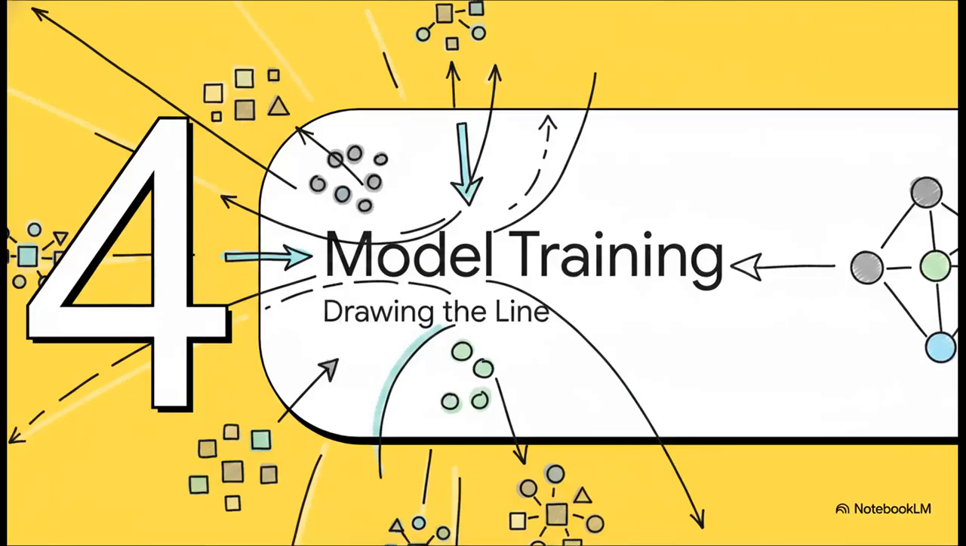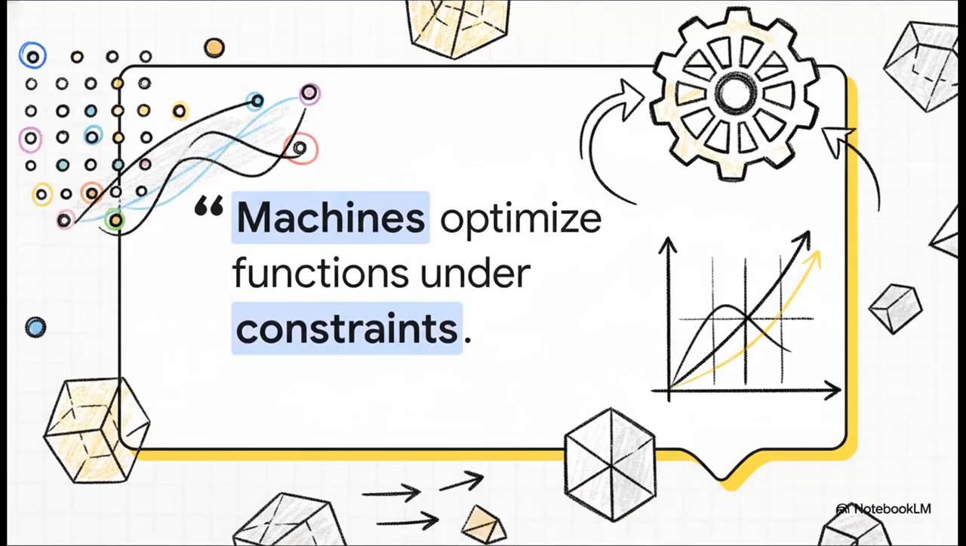Phase 3. Model training. Drawing the line. Now that our data is beautifully structured into numbers and feature vectors, we hit the most critical phase. The algorithm we're using here is called a support vector machine, or SVM for short.